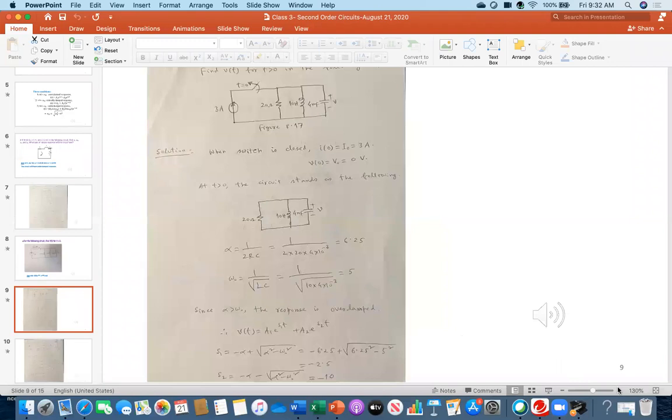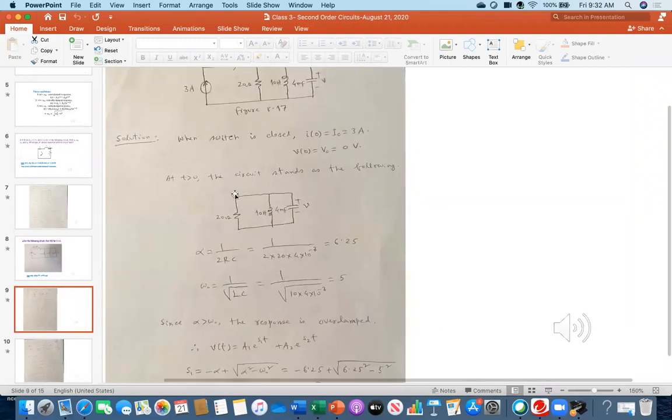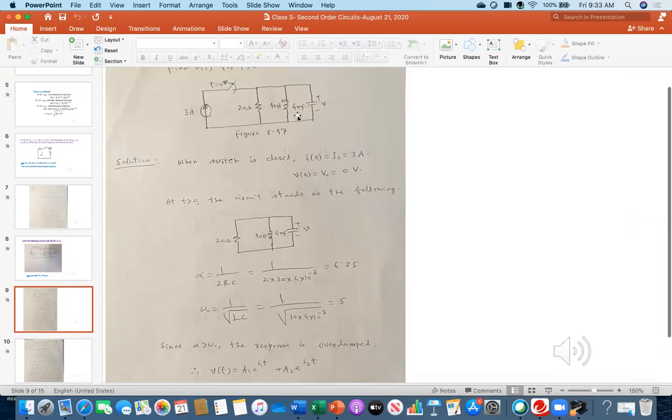So first I did that. See the solution. When the switch is closed, this means I naught equals 3 ampere that we already discussed. And then V naught equals 0 volt. Now these two are my initial conditions. Now see the circuit. This is my circuit. At t equal to 0 time, the switch is getting opened.